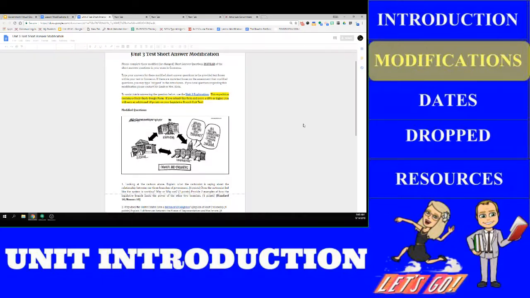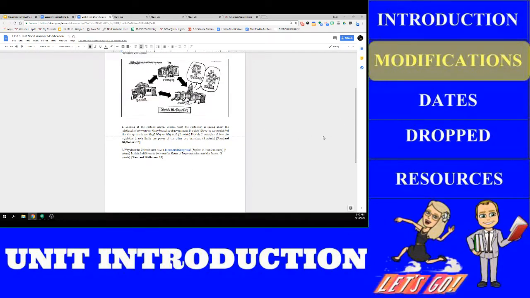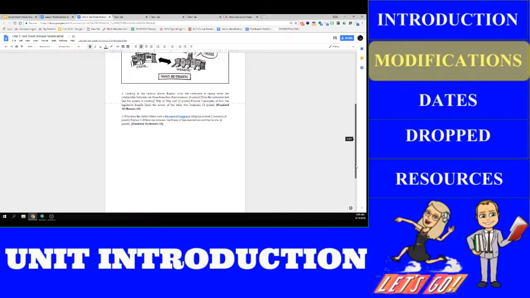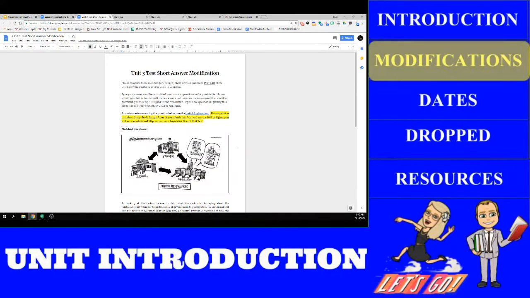It is a political cartoon, and it's 2 questions. They're worth 10 points in both honors and standard, so make sure you check that out. All right, so once again, don't forget to do the modification in Unit 3.